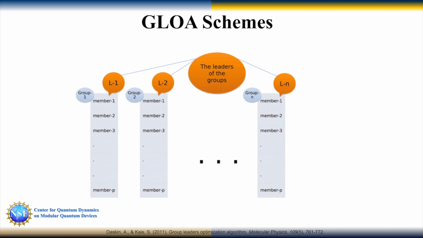Then the GLOA will evaluate the cost function of each member, and it will pick the member that has the lowest cost as the group leader. Choosing this group leader gives a better direction on how to vary the other members of the group. It's like we vary the members according to the best performing member of the group.